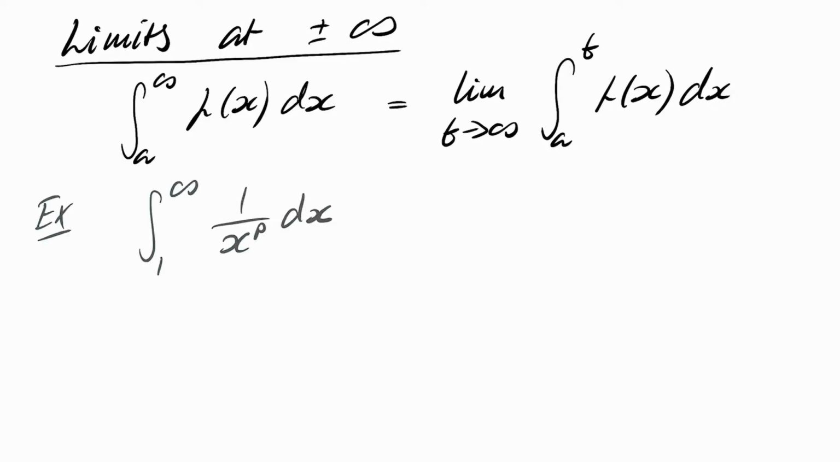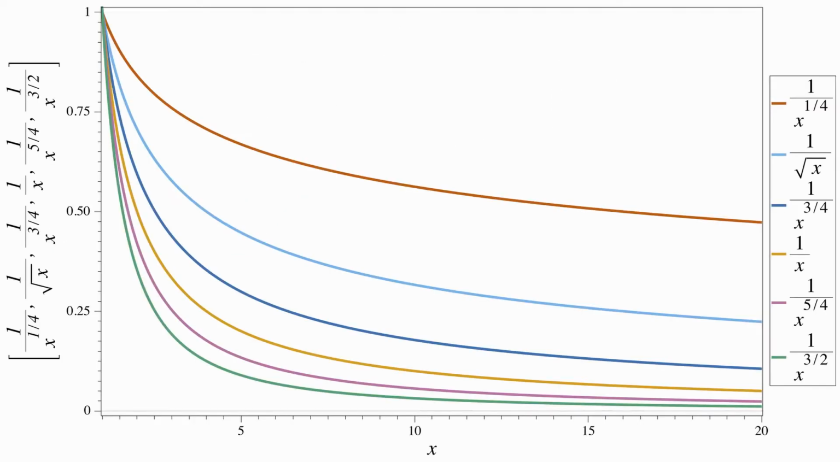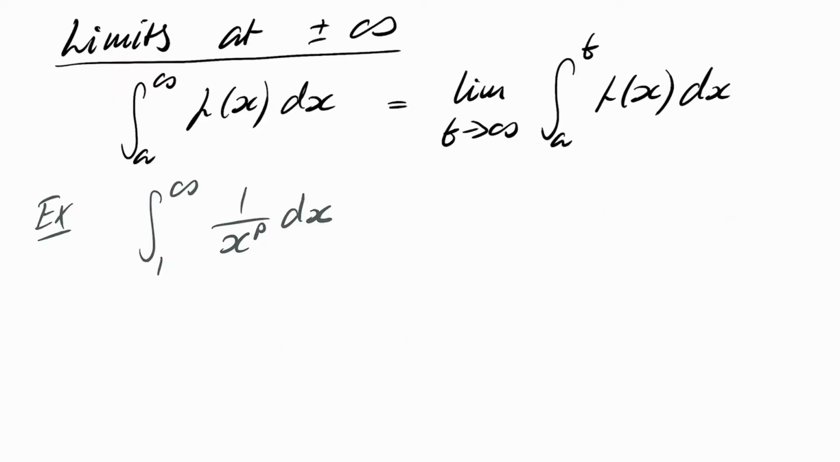Let's look at the integral of 1 over x to some power p over the range 1 to infinity. Let's just have a quick look at these types of functions. If p is less than 1, it heads off to 0. The function 1 over x to the p tends to 0 as x tends to infinity quite slowly. If p is larger than 1, it tends to 0 fairly rapidly. Let's try and evaluate this for different values of p.